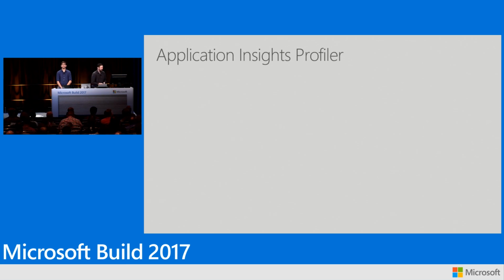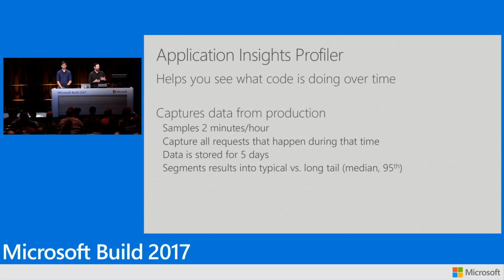So to solve these problems, we've introduced the Application Insights Profiler. The Application Insights Profiler helps you see what your code is doing over time. So it helps you get that insight into how to deliver that great experience and properly utilize the resources that you have in the cloud. And it does this by capturing data from production. So it runs for 2 minutes out of every hour on your production service. So you get a sampling of requests automatically, without having to do anything, into sample traces that happen for various sample requests. So during that 2 minutes, it captures all of the requests that happen during that time.